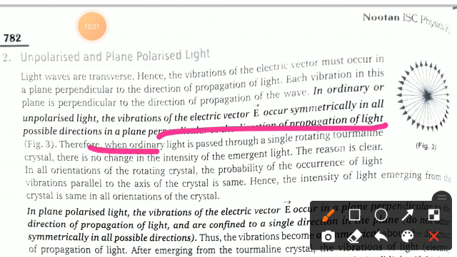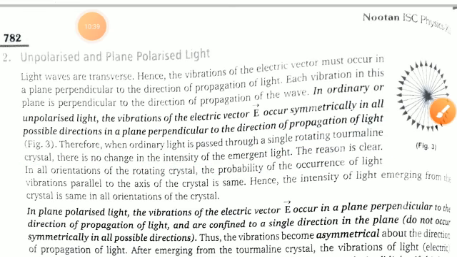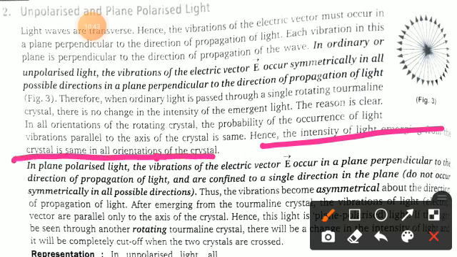Therefore, when ordinary light is passed through a single rotating tourmaline crystal, there is no change in the intensity of the emergent light. The reason is clear: in all orientations of the rotating crystal, the probability of the occurrence of light vibrations parallel to the axis of the crystal is the same. Hence, the intensity of light emerging from the crystal is the same in all orientations of the crystal.